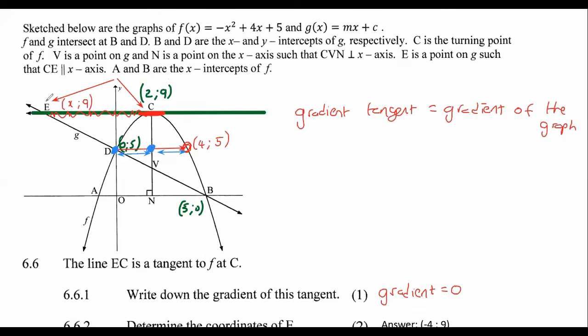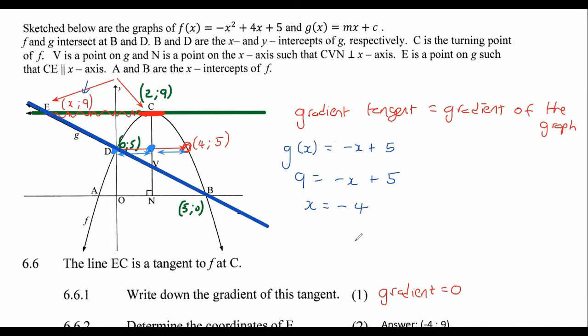Now that point E is a point on this line over here that we calculated, okay? And so we know what the equation of that line is. Remember, we calculated that in an earlier question. So the equation of G is equal to -x plus 5. So we can plug in the y value of 9. And then we can calculate the x value. And what we should eventually find is that it will be -4. So the x value is -4 and the y value is 9.